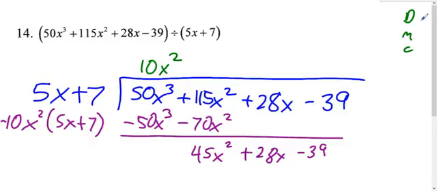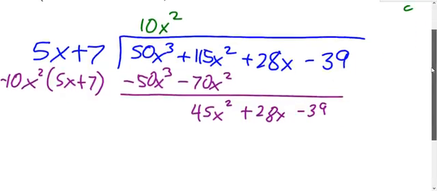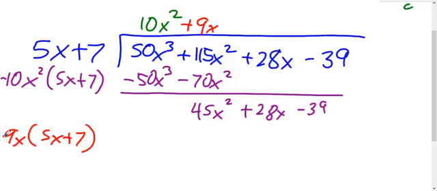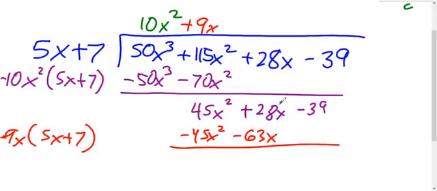And then start over with divide. 45 divided by 5 is 9. x squared divided by x is x. Multiply back. Don't forget to change the sign. So it's negative 9x. Negative 9 times 5 is negative 45. x times x is x squared. Negative 9 times 7 is negative 63x. And then combine. Cancels out.